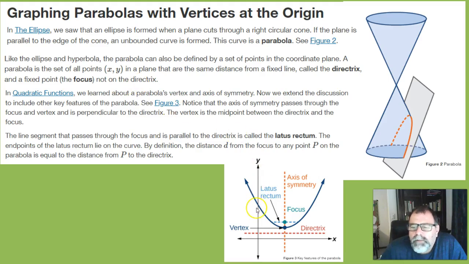Okay, so if we look here at this figure, all the points on this parabola are equidistant to the focus. So if I measure that distance, and then I measure the distance to the directrix, those are going to be equal to each other. Okay, so that distance and that distance are equal to each other. All right, let me erase this.